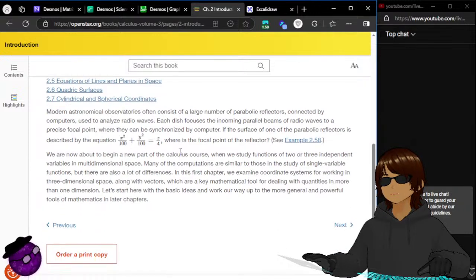We are now about to begin a new part of the calculus course, where we study functions of two or three independent variables in a multidimensional space. Maybe the computations are similar to those in the study of single-variable functions, but there are also a lot of differences. In the first chapter, we examine coordinate systems for working in three-dimensional space along with vectors, which are key mathematical tools for dealing with quantities in more than one dimension.